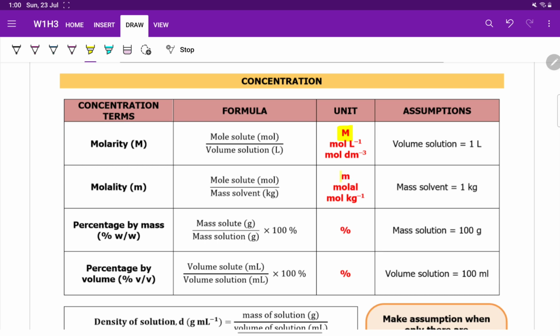Okay, now, for molality, the equation is mole of solute dalam mole over mass of solvent in kilogram. And the final unit over here is molal, ataupun M kecil dekat sini. So, jangan tertukarlah M besar dengan M kecil. M besar, capital M, is for molarity. Small m is for molality.